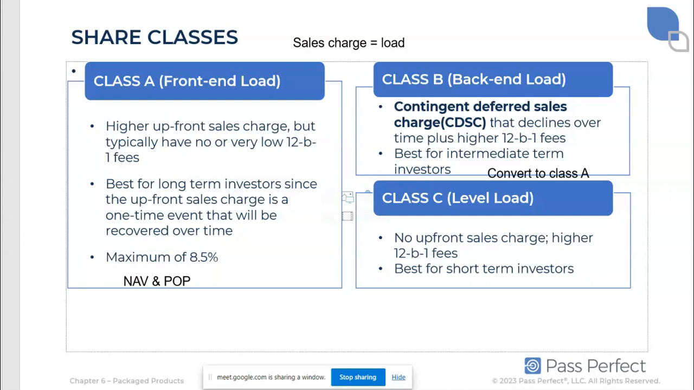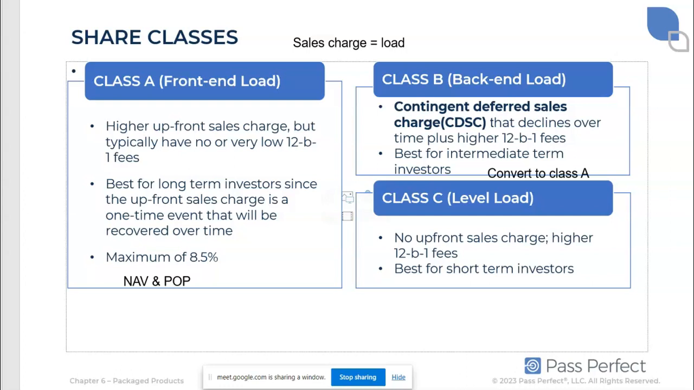Class C is the level load, a level sales charge. So instead of paying their sales charge going in or coming out, they pay a sales charge every year for as long as they hold it. It's typically like 1% per year. So paying 1% a year for like 10 years is not a good deal. But for 2 or 3 years, it might make sense. It might cost less than the upfront or the back end.